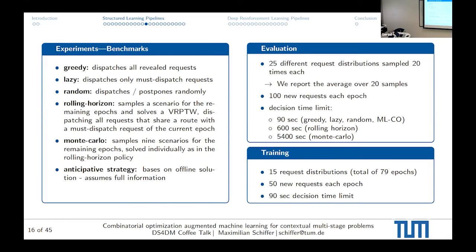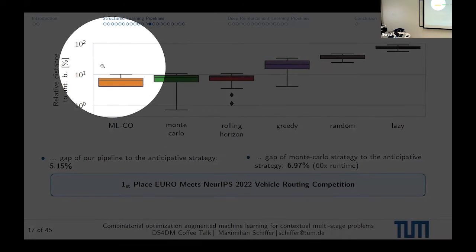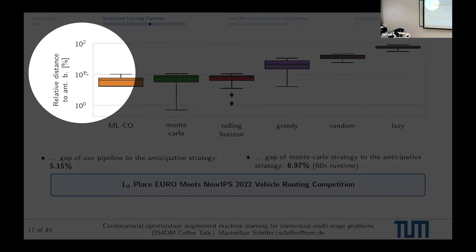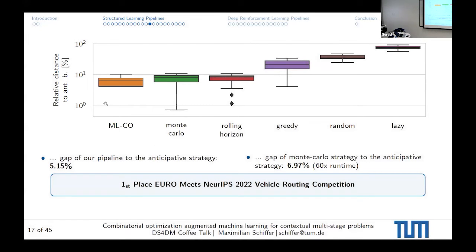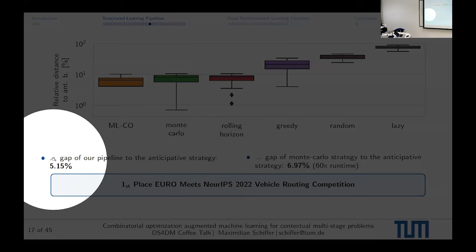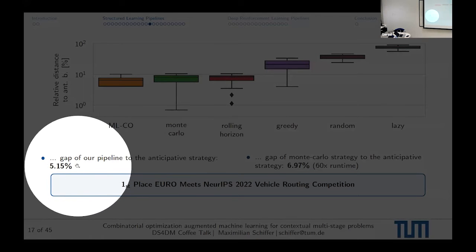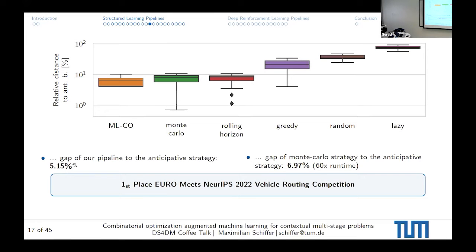So we trained on 15 different distributions, 79 epochs, 50 new requests per epoch, 90-second decision time limit, as you also use it during testing. And this is what we get. So here you see the objective evaluated as a relative distance to the full information bound, right? And we are 5 to 10% off the full information bound, but all the other approaches do worse, right? So an average gap that we obtain here in the end, if we crunch many more charts and all the figures, is that we get a gap of 5% to the anticipated strategy when using our pipeline.